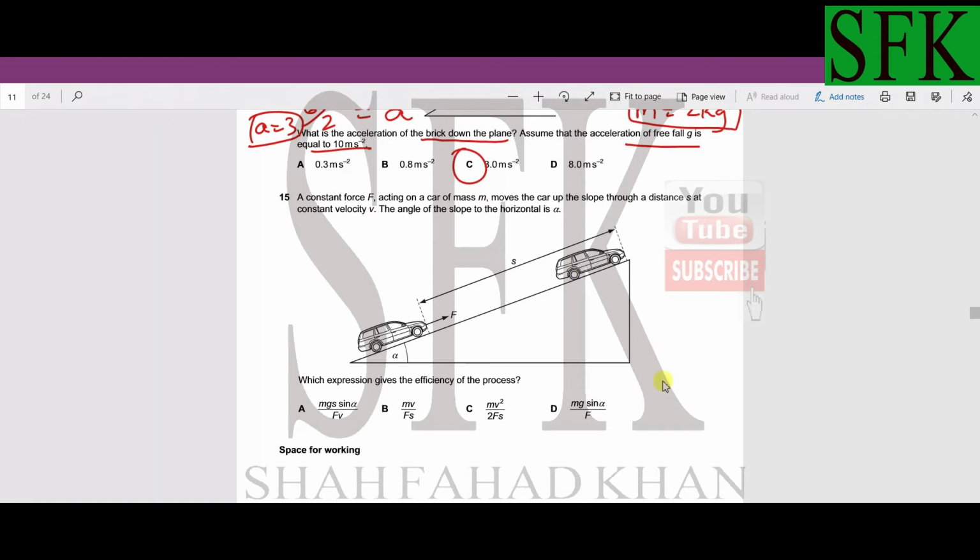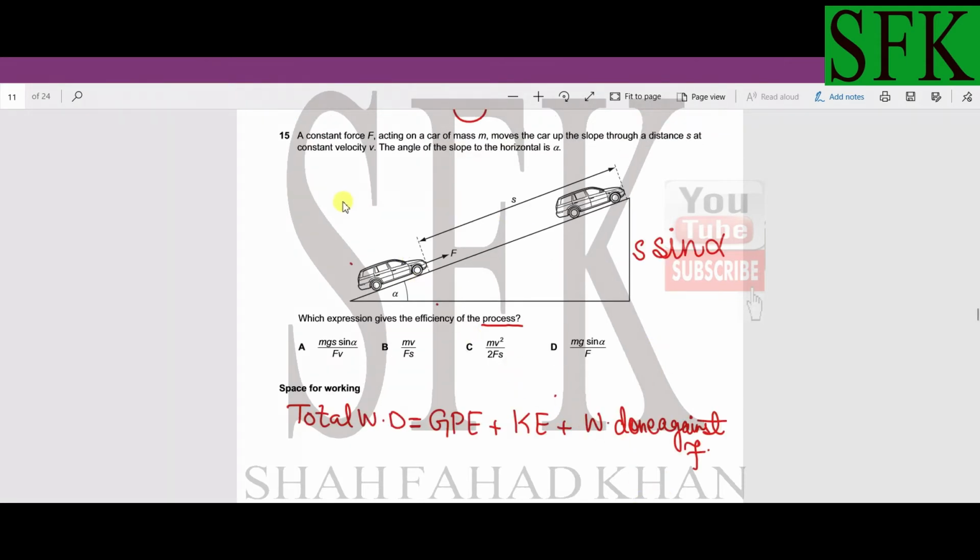Again, an inclined plane question. Guys, in this question we have to consider all the different energy conversions. We know that the total work done in this case has to be converted into gravitational potential energy, because there is a gain in height. So there is a gain in gravitational potential energy plus kinetic energy, because if there is a change in velocity, then a change in kinetic energy will occur, and if there are some resistive or frictional forces existing, then some work will also be done against them. In this case, they told us that a constant force F acts on the car and moves the car up the slope through a distance s at a constant velocity.